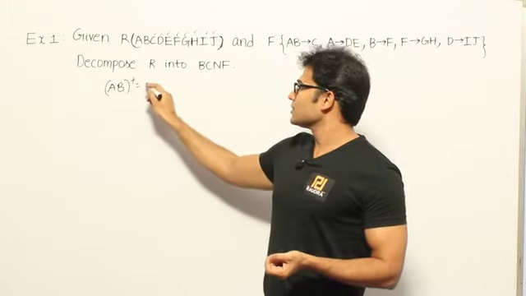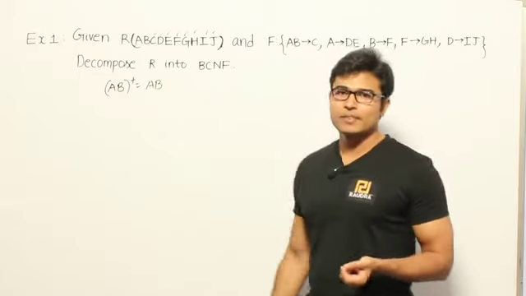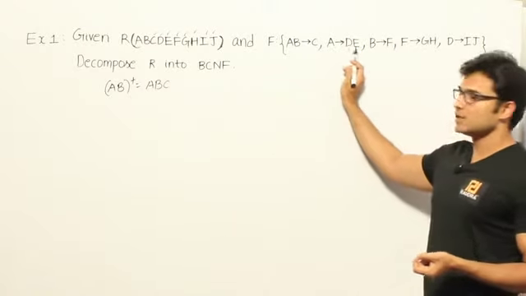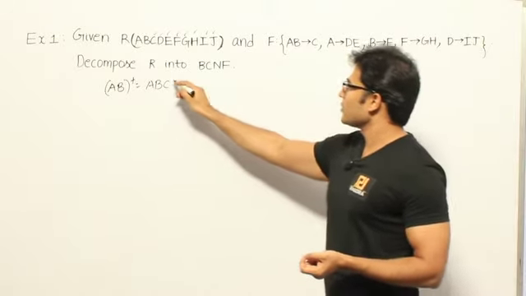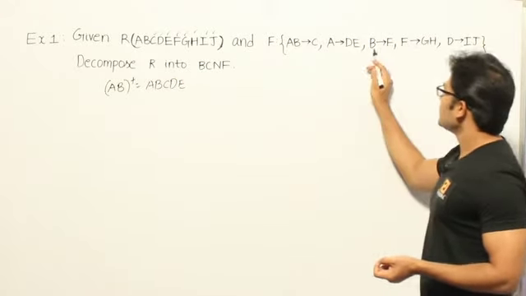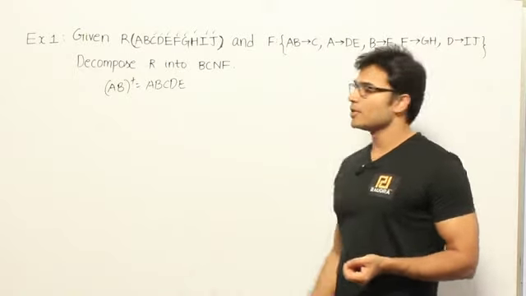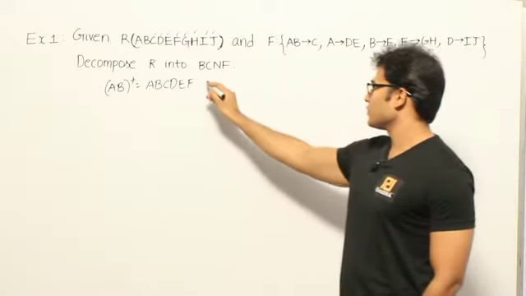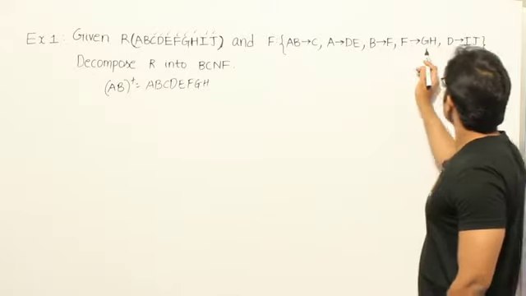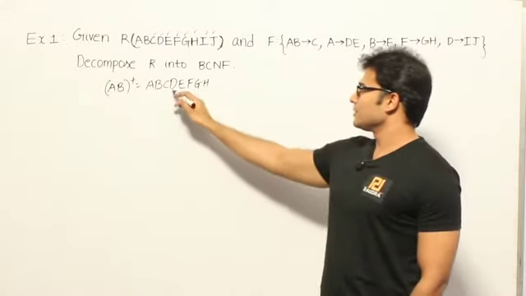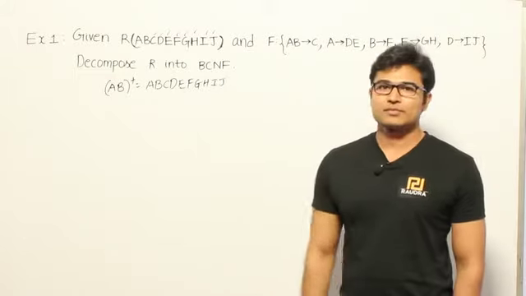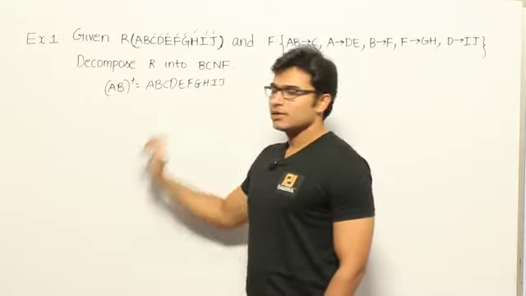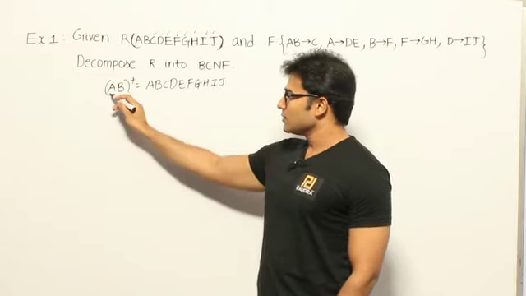If I find AB plus, it is going to be AB, and because of AB I am going to get C, and A determines DE is there and A is there, so because of that I am going to get DE, and then B determines F is there and B is here, therefore I am going to get F, and F determines GH is there and F is there, so because of this I am going to get GH, and then D determines IJ is there and D is here, so I am going to get IJ. Got it? Now you can see that clearly AB is sufficient to be the candidate key.